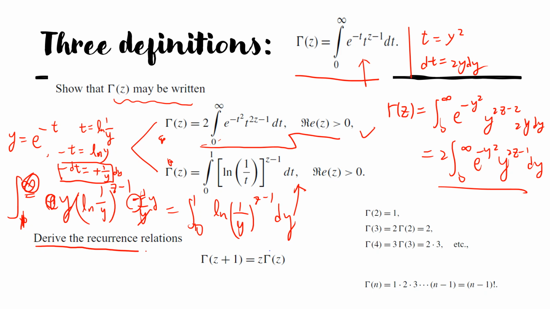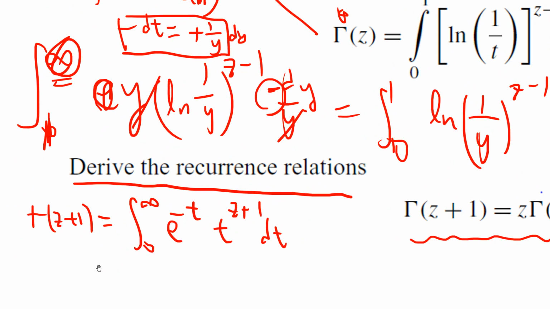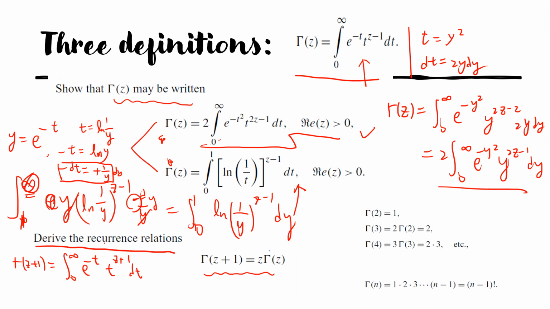Then we derive the recurrence relation. It is easy to prove here. I think I proved it in other videos, but maybe we can prove it again. So it is this, and then we can do integration by parts.